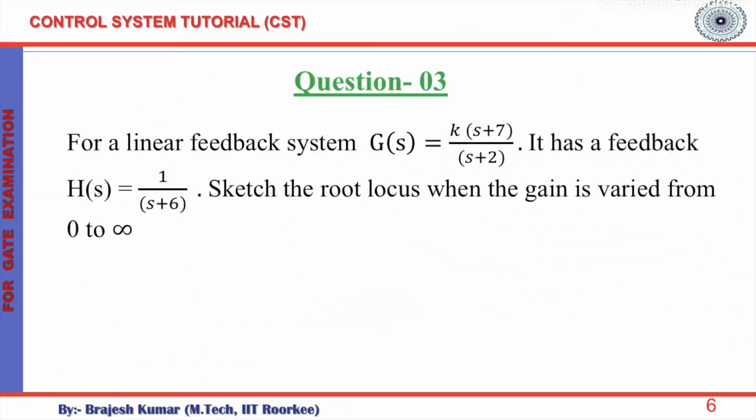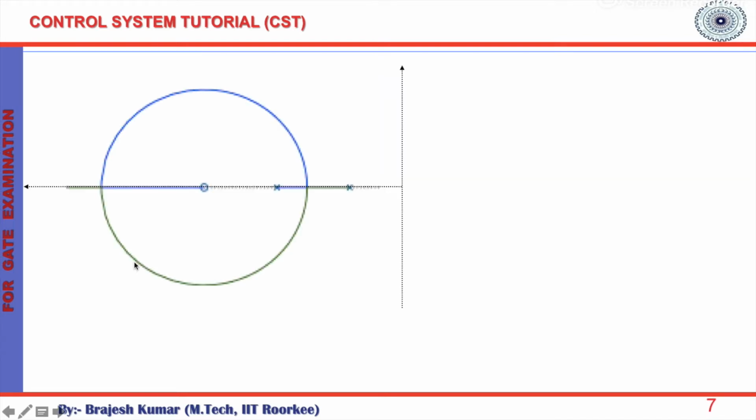According to question number 3, we are given G(s) and H(s), and we need to draw a root locus when k varies from 0 to infinity. So it is basically a question of direct root locus. Clear? So let us approach this question.